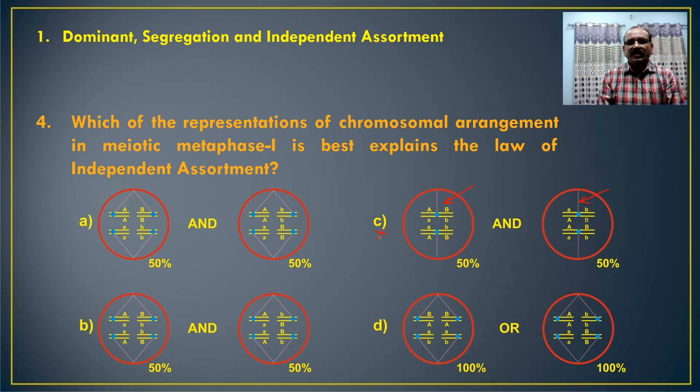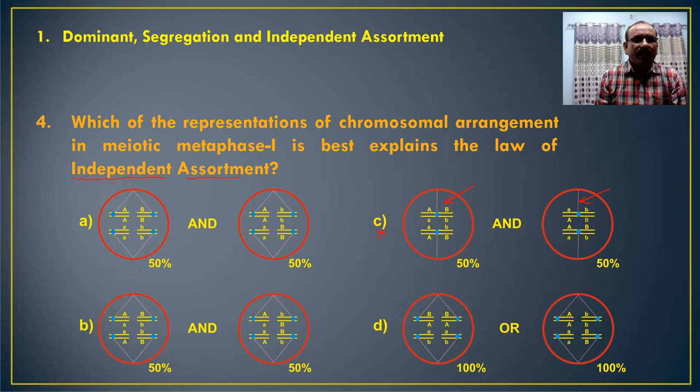Whenever we are talking about independent assortment, we must know that independent assortment means the genes entering the next generation do not depend upon each other. In such cases there should be an arrangement of the chromosomes in such a way that capital A, capital B, small a and small b must assort from each other, or separate from each other, in the process of meiosis so that they can independently assort.